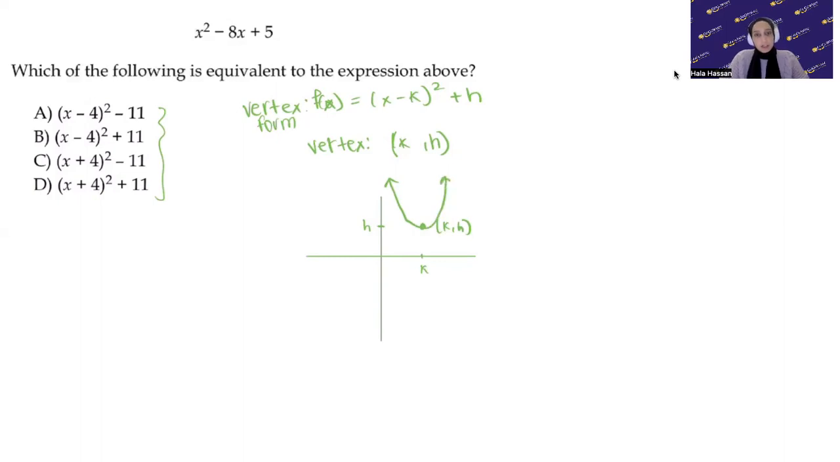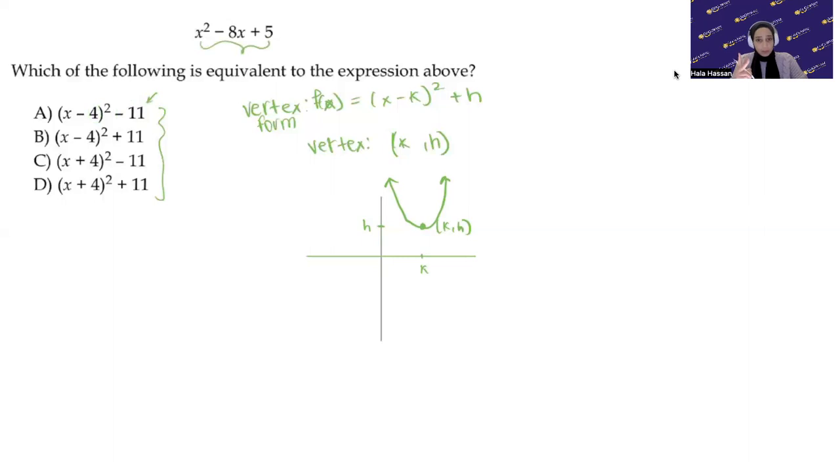All right, so let's look at our situation over here. We want to find this k and h, right? So if I choose this A, then my vertex would be 4 and negative 11. But we're not going to keep trying guess and check and putting it in. So instead, we can get the vertex form for this one.